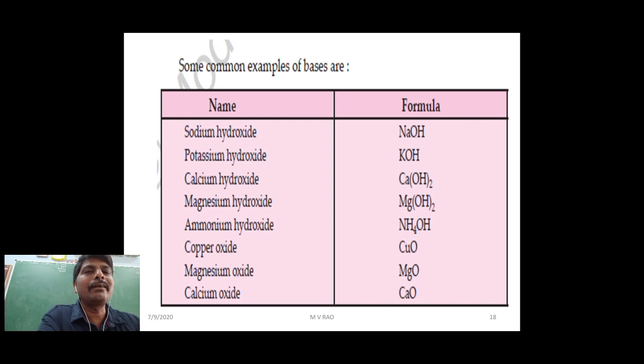So these are hydroxides: sodium hydroxide, potassium hydroxide, calcium hydroxide, magnesium hydroxide, ammonium hydroxide. So these are the hydroxides of metals. In a similar way, oxides of metals, copper oxide, magnesium oxide and calcium oxide, also act as bases. What are bases? Oxides and hydroxides of metals act as bases.